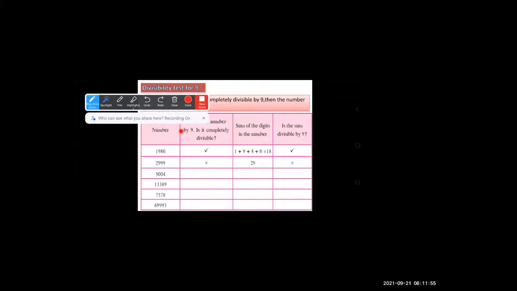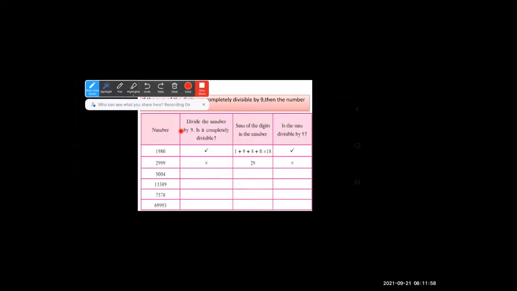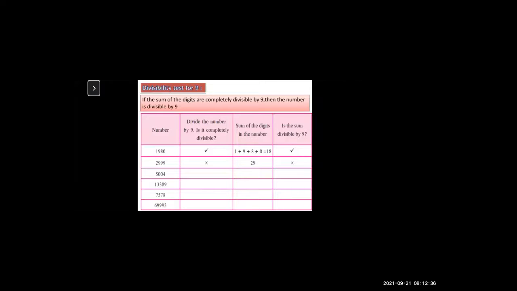If you see this, we'll take this example first, 5004. Now add all the digits of this number. Just add 5 plus 0 plus 0 plus 4. Instead, you just add 5 plus 4 now. 5 plus 4 gives you what? 9, right? And you all know that 9 comes in the table of 9 itself. If it comes in the table of 9, we will say that the number is divisible by 9.